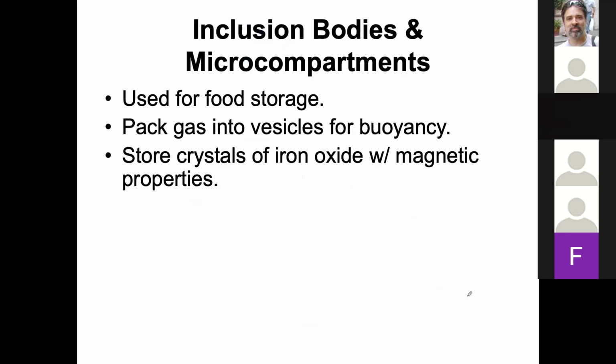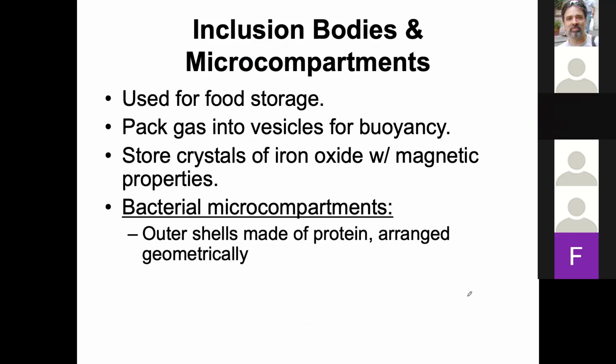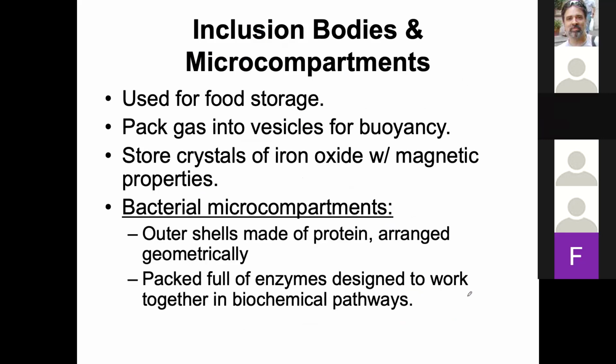Inclusion bodies are used for storage of something. Could be food, could be pigment, could be waste products, can sometimes be gas. All sorts of things can be stuck in these inclusion bodies. Bacterial microcompartments are made of protein and have usually a geometric shape, and they have enzymes that work in particular biochemical pathways. So they're sort of like a proto-organelle.